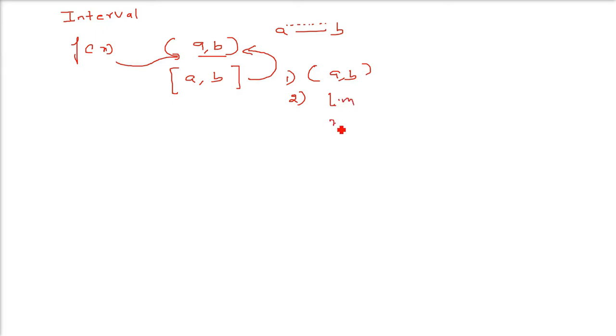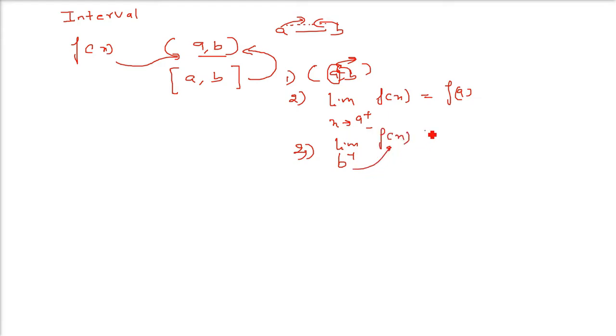So limit x tends to a plus, that is from a and above. If you take the value of the function, it has to be f(a), the value of the function at a. So this is the second condition. The third condition is the limit b and below, that is on the left of b. So limit x tends to b minus f(x), the value of the function at x, is equal to f(b). So the closed interval and the open interval, the continuity will be defined by the discussion we just had, right?